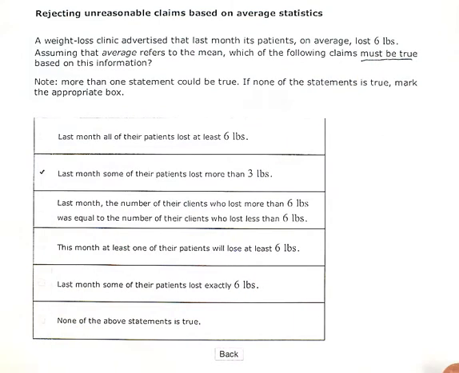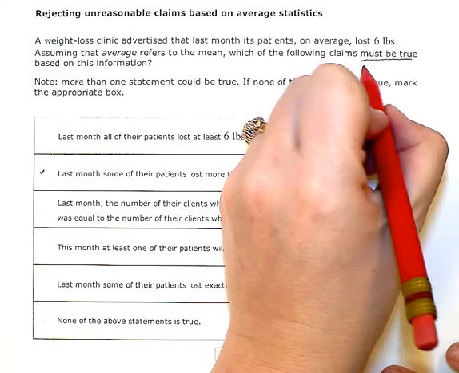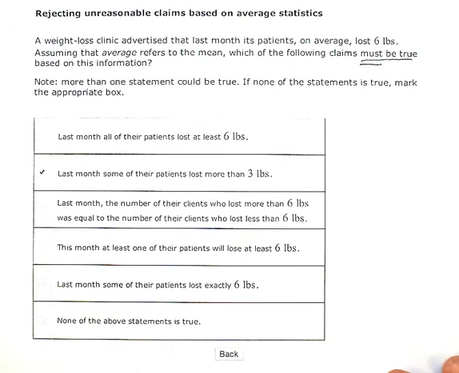based on this information? Now, must be true is the key word there. If it could be true but doesn't have to be with every data set, then we're not going to mark it. More than one statement could be true. If none of the statements are true, mark the appropriate box that none of them are true. So we can mark down here. Now this one has already been answered for us, right? They've checked only this statement. We're going to go through and just see why only that statement applies.